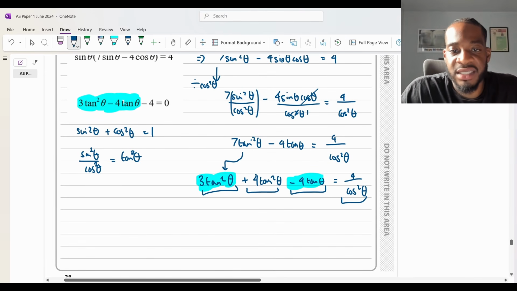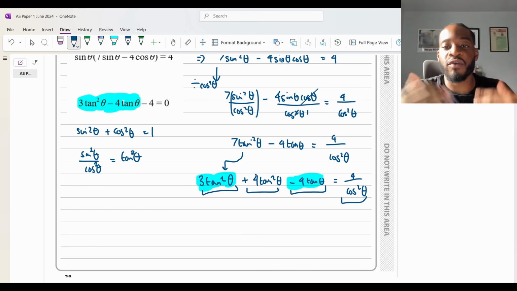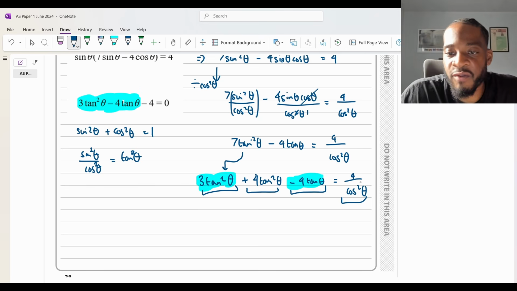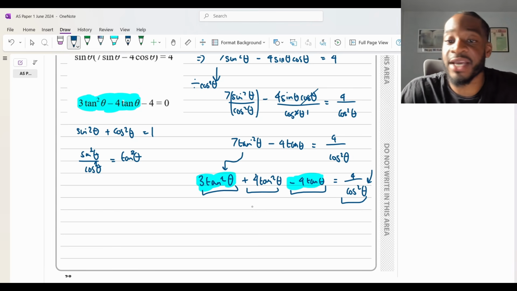Immediately, remember identities. Tan squared, again, we can replace it. We can rewrite it as sine squared over cos squared. And the reason why I will do that is because I've got a denominator of cos squared theta here. If I rewrite it in terms of sine over cosine, I can reintroduce that denominator and then combine them.